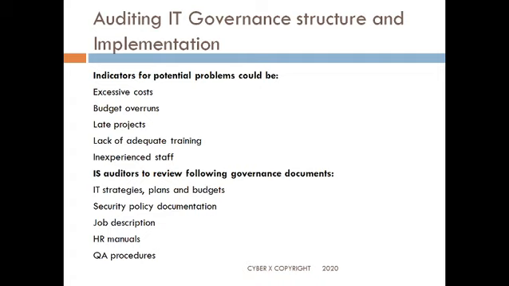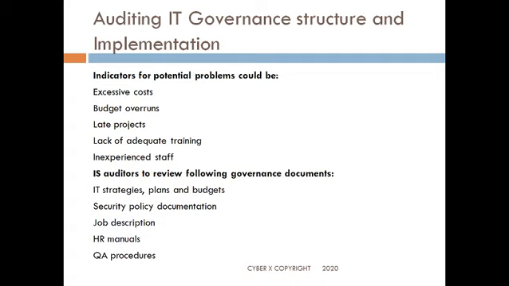Our next topic is auditing IT governance structure and implementation. The potential problems which come in while having an IT governance structure and implementing it, which an IS auditor should understand, are excessive costs. Costs may not be controlled while implementing a governance structure. You would have budget overruns. Why would this happen? Possibly the project is running late, you wouldn't have adequate training, and the staff might have been inexperienced.